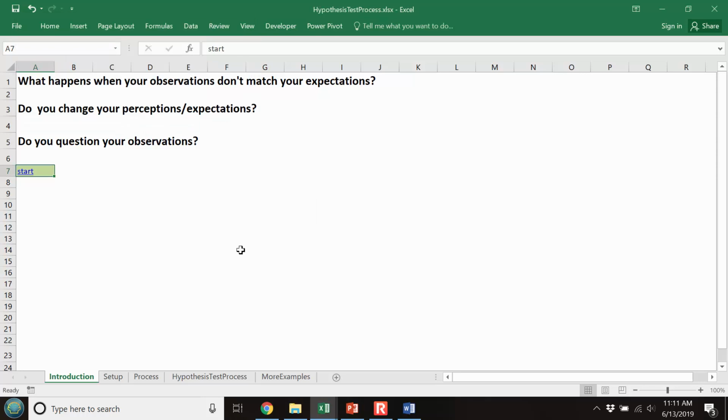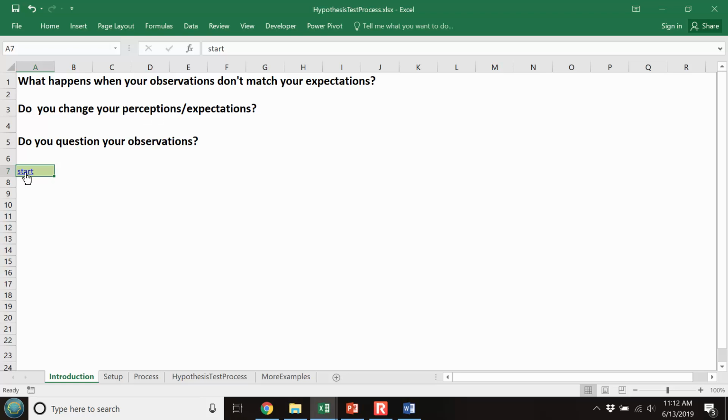We've talked about stating hypotheses, but we haven't talked about what to do with them yet. So what is an actual hypothesis test? Well, it's a matter of observations and expectations. What happens when you expect something, but your observations don't match your expectations? Do you change your expectations, or do you question the observations? That's actually the crux of hypothesis testing.